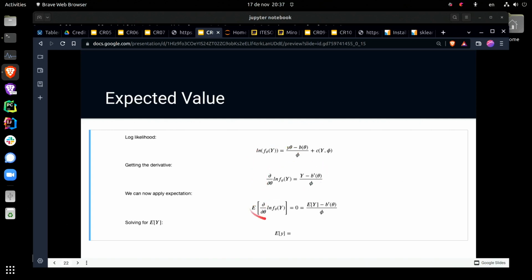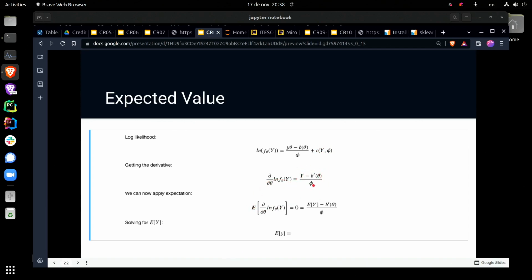So we can apply the property that we already know. We know that the expected value of the first derivative of the natural logarithm of our distribution is equal to 0. So let's actually derive this function. In the first derivative, only y survives. Here we have the first derivative of b relative to our parameter, which is equal to 0, right? So we have the solution, and then we need to apply the expected value over this part.